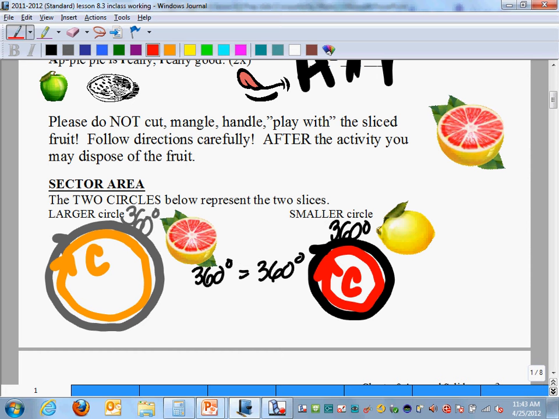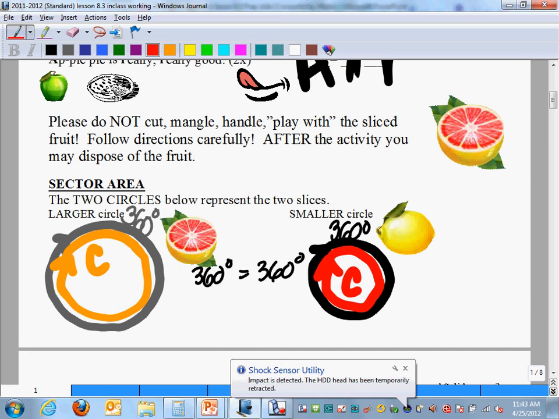Okay, how many of you think it's the same? Okay, how many think it's different? Okay, you have 10 seconds to argue who's right in your teams. Go. Same or different? Circumference.